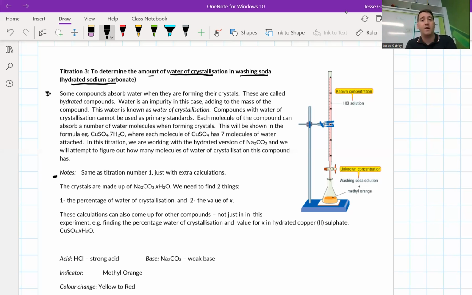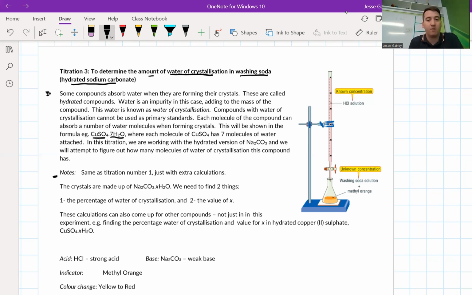But basically, as you read there, some substances, as they form crystals, absorb water molecules when they do this. So here's an example, copper sulfate, CuSO4. When it's forming crystals, for every one molecule of CuSO4, 7 molecules of water are absorbed and attached to the crystals. Well, sodium carbonate is similar. When it forms solid crystals, it absorbs some water molecules. Our job is to find out how many water molecules per molecule, basically.